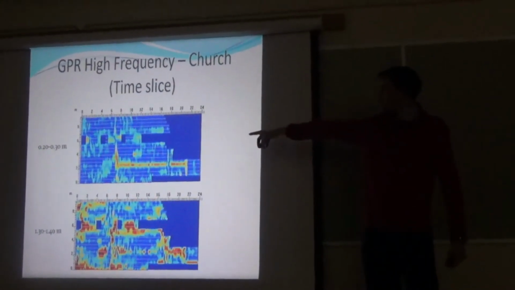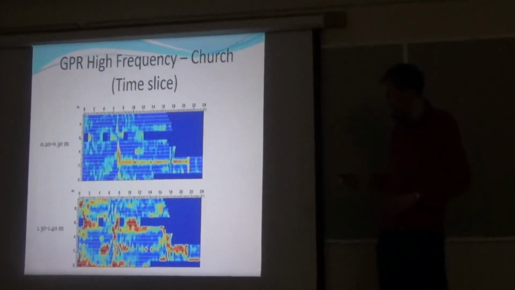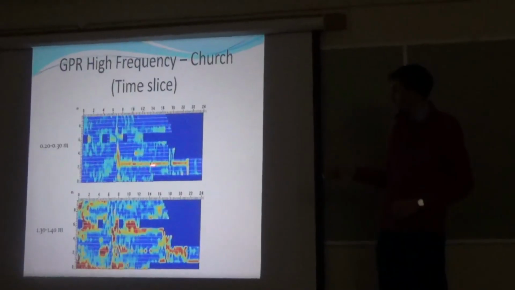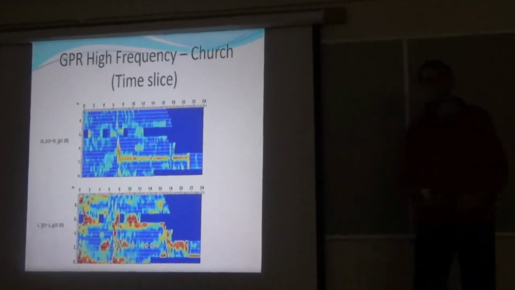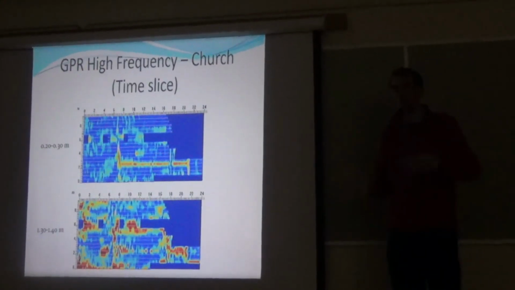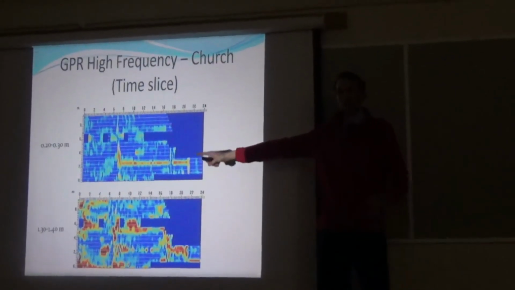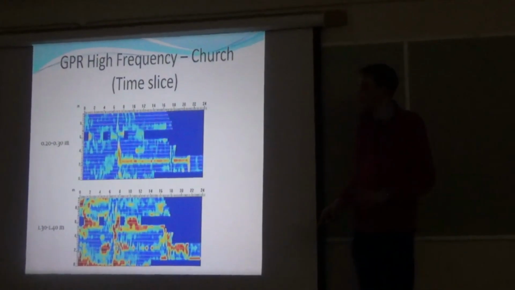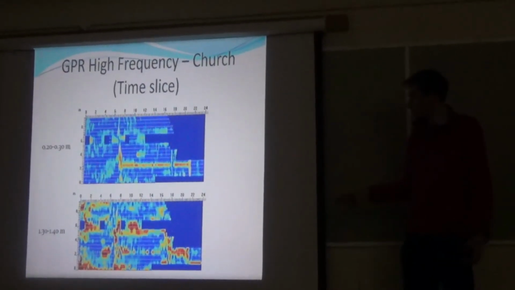So the top image is 20 to 30 centimetres down. So you can see this highly reflective feature. These are the heating pipes that run under the floor. If we were doing just resistivity, if we lifted the floors and just did resistivity, that is all we would see, because it would mask the underlying archaeology. Because radar, we can penetrate much deeper down.